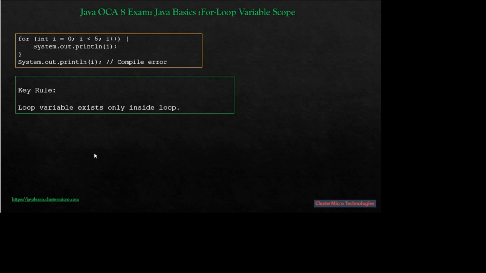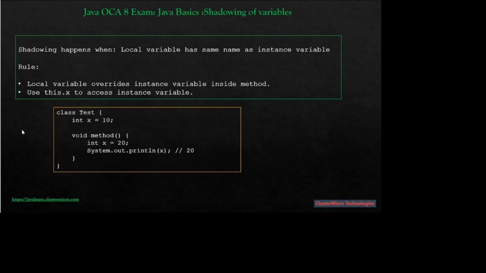Then you have to remember what shadowing is. Shadowing is when you have two variables with the same name. One is at the class level, one is inside the method. Say you have int x declared as an instance variable, and then you have a method, and within that you have redeclared int x. In that case, the one inside the method will be shadowing the one at the class level, the instance variable. So Java doesn't give you an error, it just quietly picks the local one.